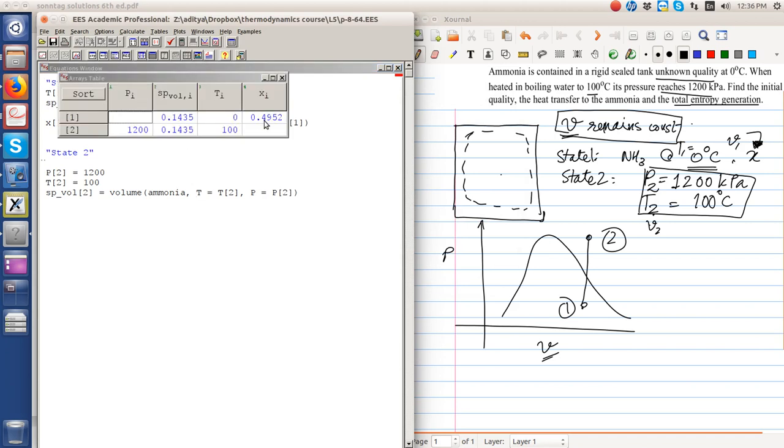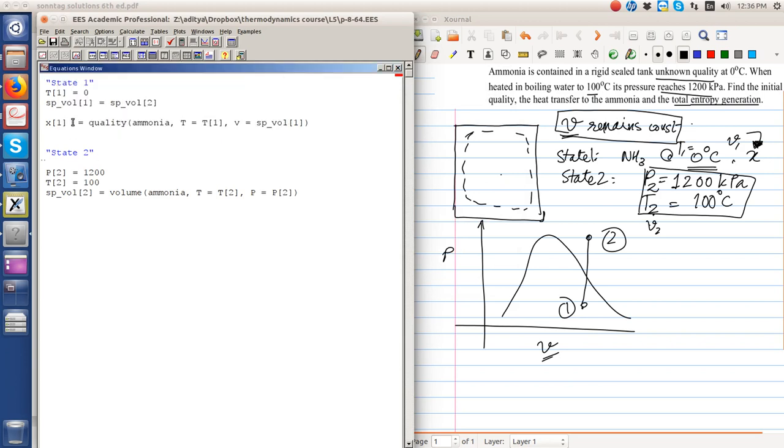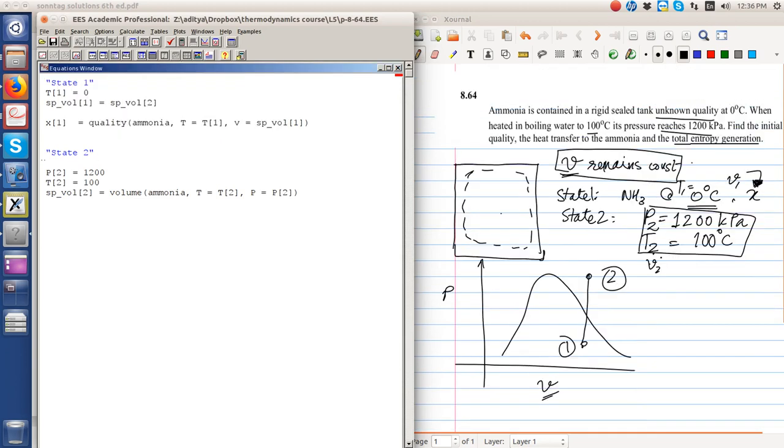The initial quality is 0.4952. What is the initial quality? The initial quality is 0.495. What is the heat transfer to the ammonia, and what is the total entropy production? So because the volume is fixed, the volume is rigid, work done is equal to 0.